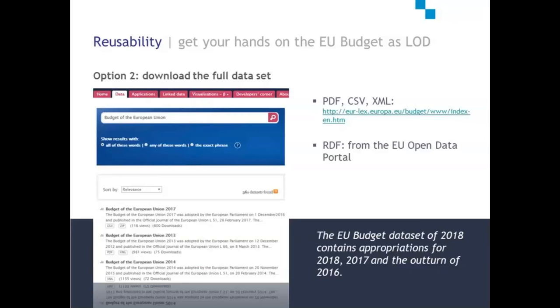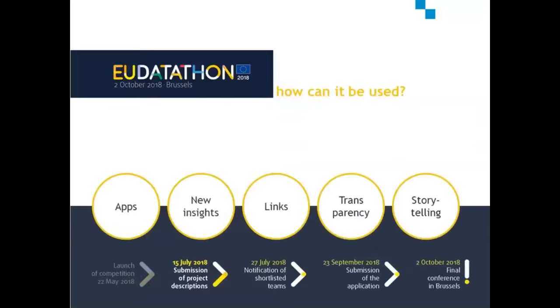Of course, the CSV, XML, and PDF files are also available still on EUR-Lex, where you can find it for the past many years. I think the CSV and XML files go back almost 10 years, so you can really find a lot of budget data there. So the EU Datathon, and I would like to pass the floor to Simon, who will give a bit of context here. So Simon, if you could unmute.